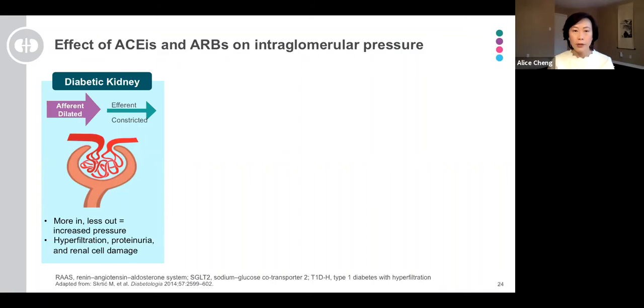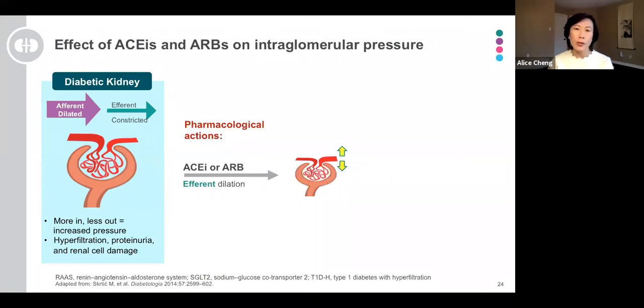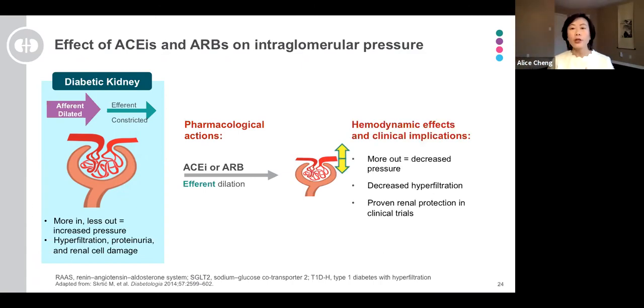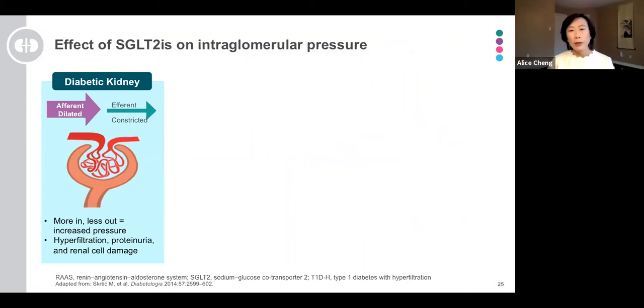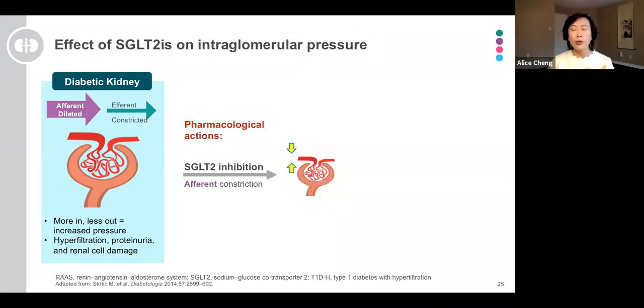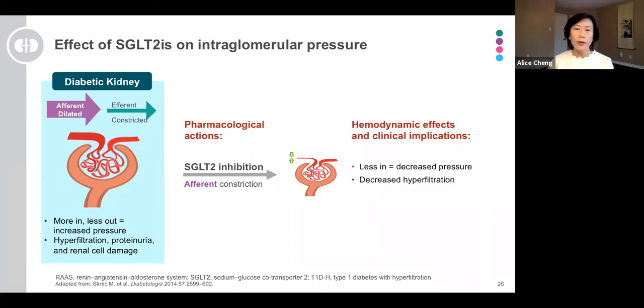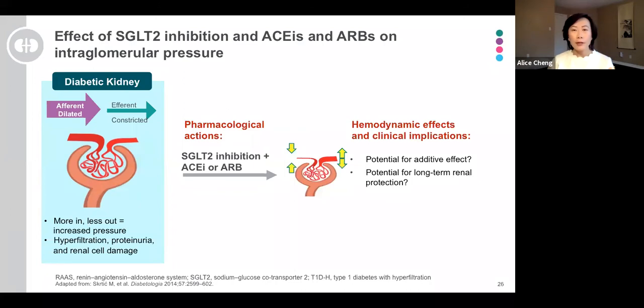So with that concept in mind, let's think about what ACE inhibitors or ARBs do. What ACE inhibitors or ARBs do is they functionally open the out. By opening the out pipe, you're going to end up relieving intraglomerular pressure, which will ultimately be helpful for the kidneys. So now let's think about what SGLT2 inhibitors do to the system. What SGLT2 inhibitors do is they squeeze the in pipe. So if you squeeze the in pipe, you've got less pressure in the glomerulus, which is ultimately good for the kidney.